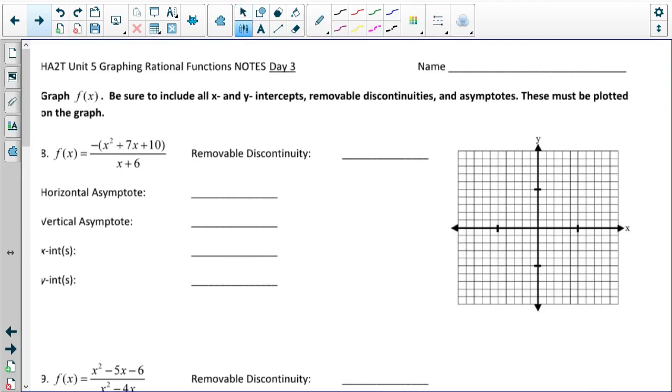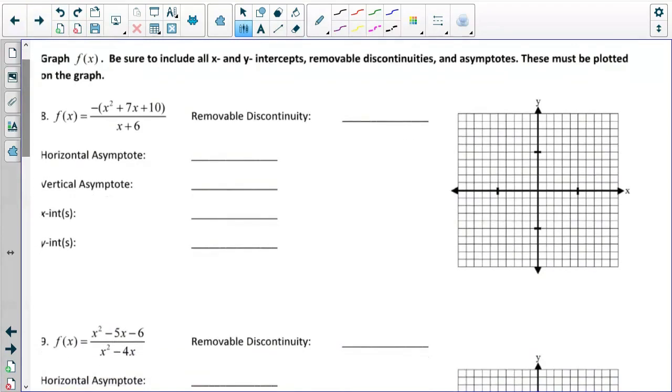Day three, the final day of graphing these rational functions. So this is a little bit more difficult topic, these problems. If I factor the numerator on this problem, I get negative x plus 2 times x plus 5, and then the denominator is x plus 6. So if I look at this, there are no removable discontinuities. I have one vertical asymptote at x equals negative 6, and the horizontal asymptote is going to be none.